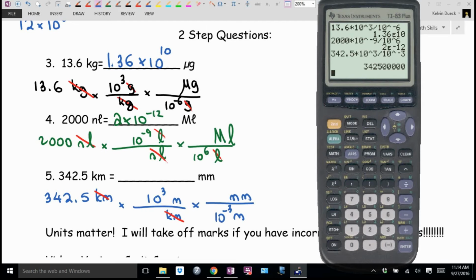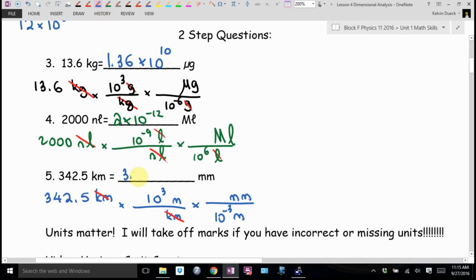is that number going to be easier to write out longhand in standard form or to write in scientific notation? Well, let's write it in scientific notation. 3.425 times 10 to the 1, 2, 3, 4, 5, 6, 7, 8. 3.425 times 10 to the 8th.